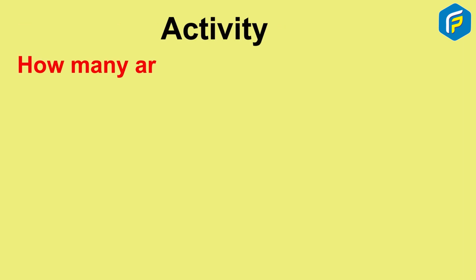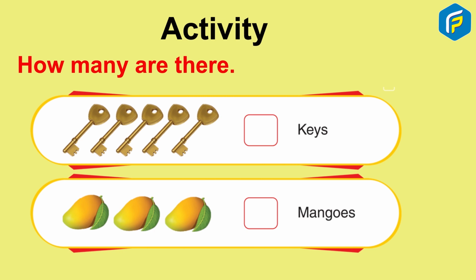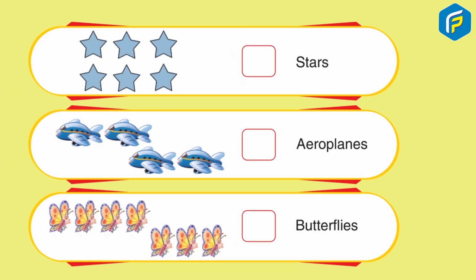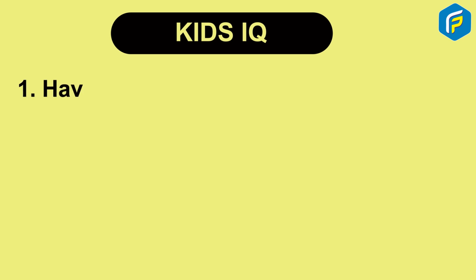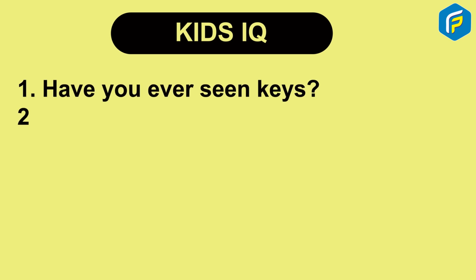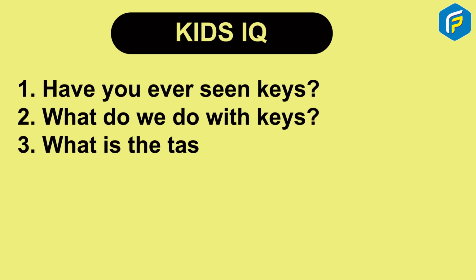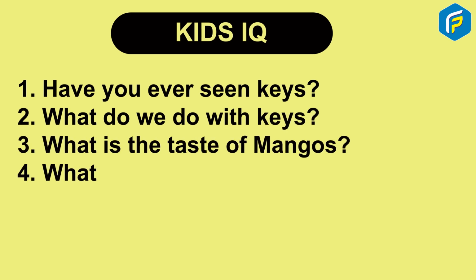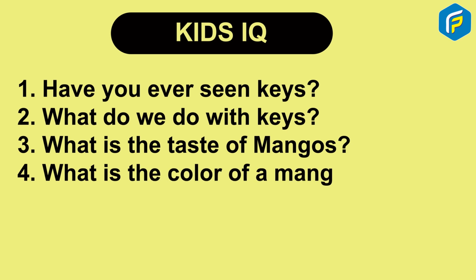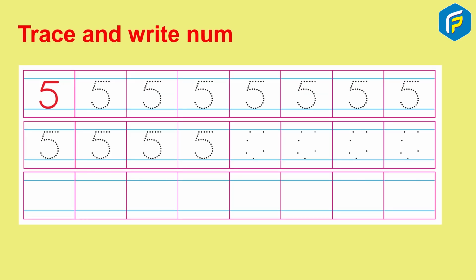Activity. How many are there? Keys, mangoes, stars, airplanes, butterflies. Kids IQ. 1. Have you ever seen keys? 2. What do we do with keys? 3. What is the taste of mangoes? 4. What is the color of mango? Trace and write the number 5.